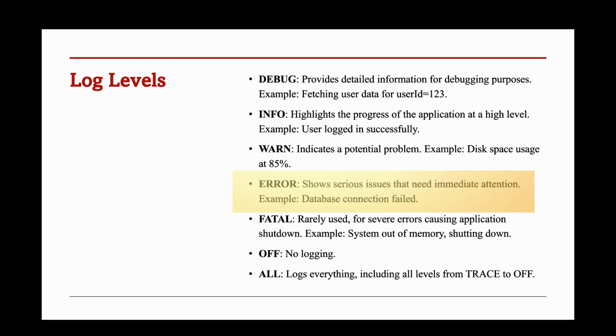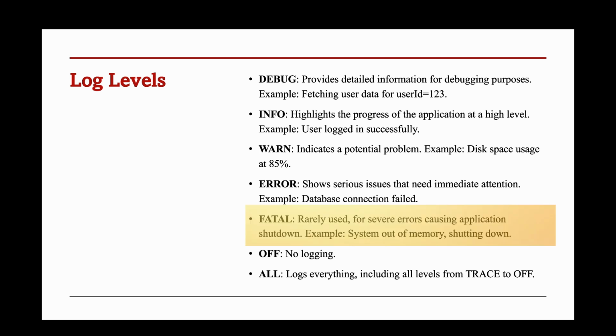Error is a bit more serious. This is when things go wrong and need immediate attention. For example, if the database connection fails, that's something you should log as an error. And finally, there's fatal. This is used in extreme situations when something goes horribly wrong, like when the system runs out of memory and needs to shut down. It's rare, but important to know.